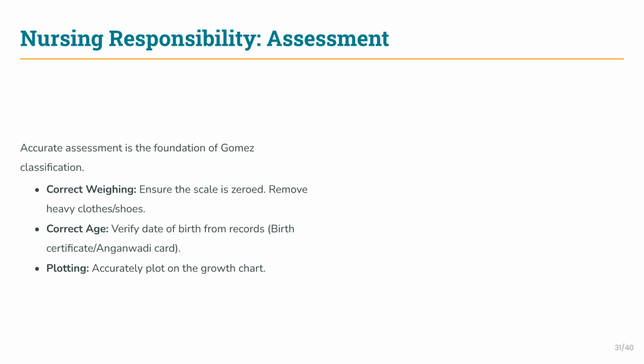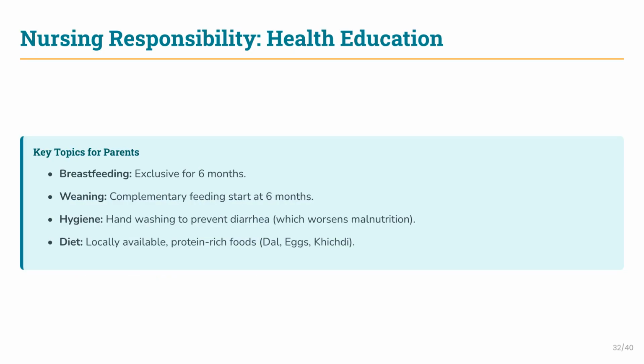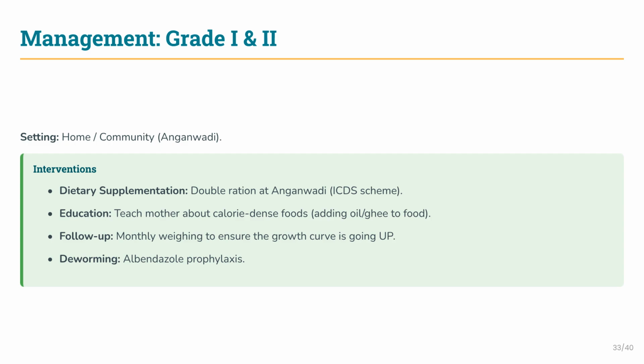Accurate assessment is crucial. Nursing responsibilities include correct weighing, verifying the child's age, and accurately plotting the data on the growth chart. Nurses must provide health education to parents on key topics, such as exclusive breastfeeding, starting complementary feeding at 6 months, and maintaining hygiene to prevent illness. Management for grade 1 and 2 malnutrition occurs at home or in the community. Interventions include dietary supplementation, education on calorie-dense foods, and monthly follow-up.